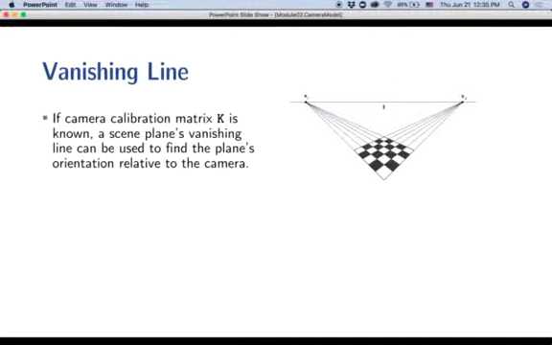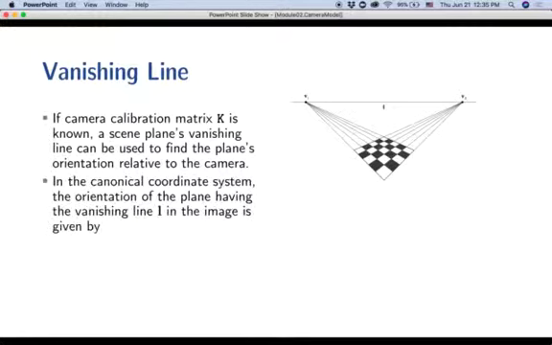Okay, so if the camera calibration matrix K is known, then the scene plane vanishing line can be found in the camera canonical view system in a quite straightforward way. In your practical images, for the ground plane, this line is the horizon. So what I'm saying is, if I know K, I can find the horizon of the ground plane in a very straightforward way. I'll do this in the canonical coordinate system. So the orientation of the plane having the vanishing line L is given by, so this is a ground plane here.